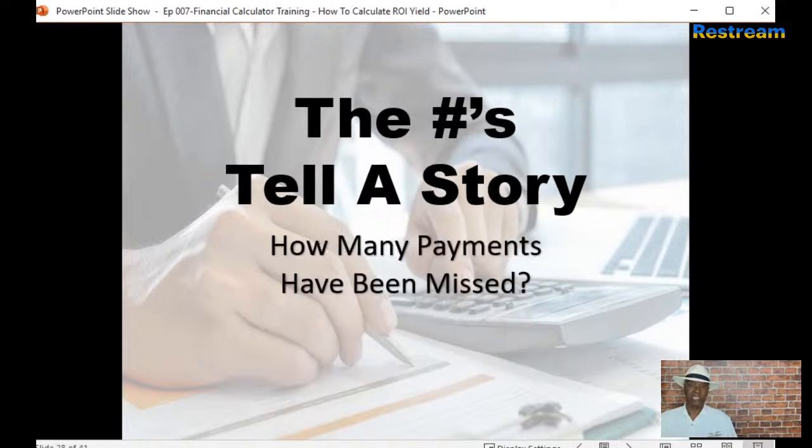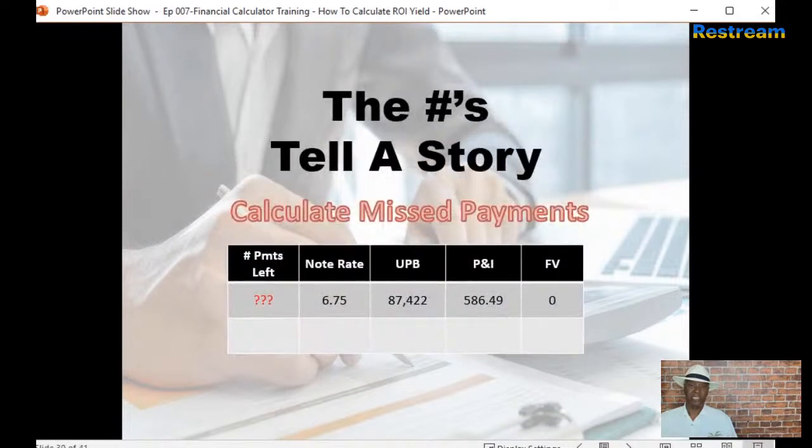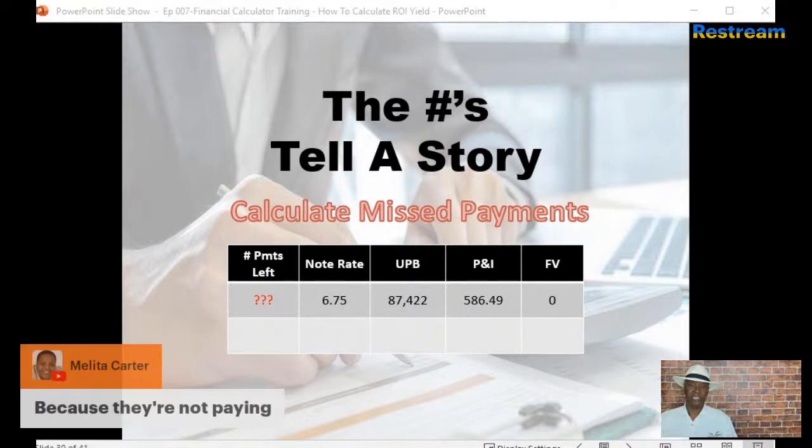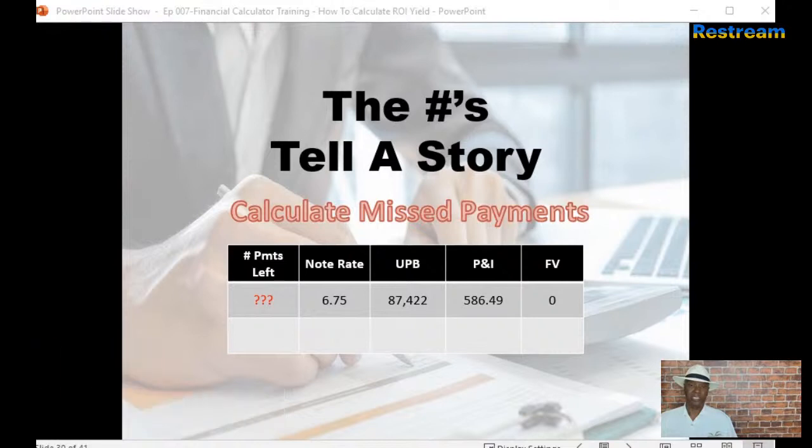How many payments have they missed? Well, we can do a calculation on our calculator, on our 10BII, and come up with how many payments they are missing. Melita is correct. When I had asked the question, what would cause these people not to have the balance down to where it should be? She said, because they missed payments. And you're absolutely right, Melita. Thank you for chiming in on that.